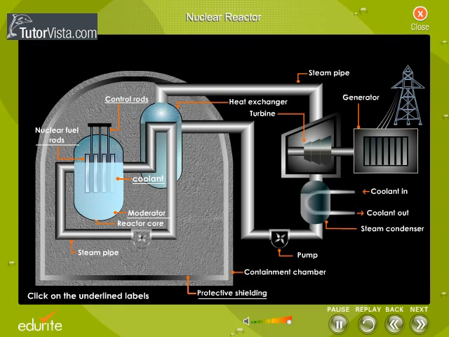Moderator. The moderator is used to slow down the high-speed neutrons. If a neutron is moving too fast, it will pass right through the U-235 nucleus. It must be slowed down to be captured by the nucleus and to induce the fission reaction. The most commonly used moderator is water.